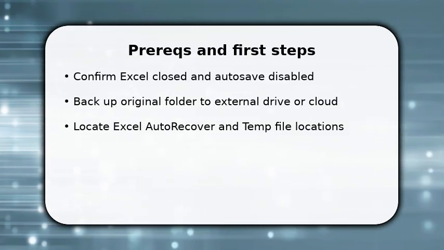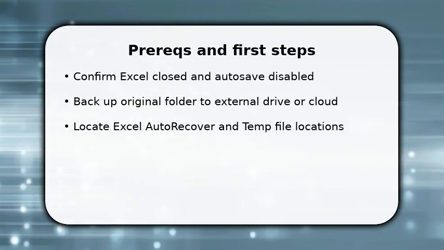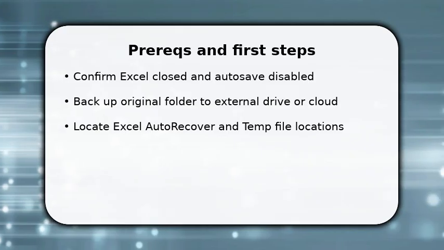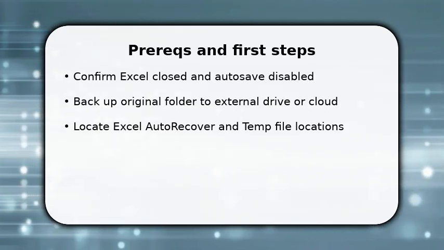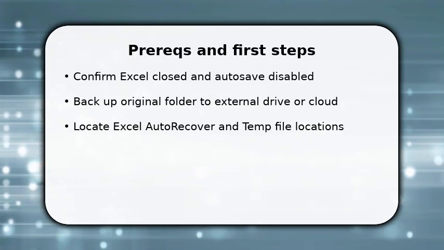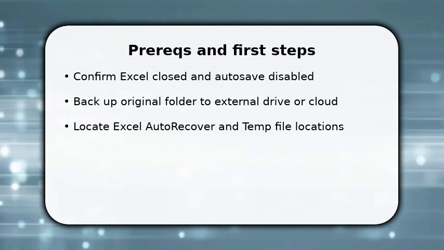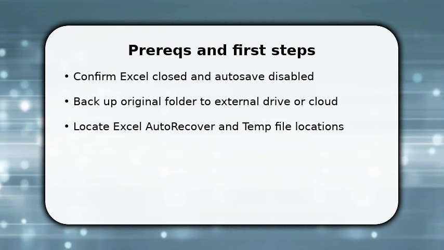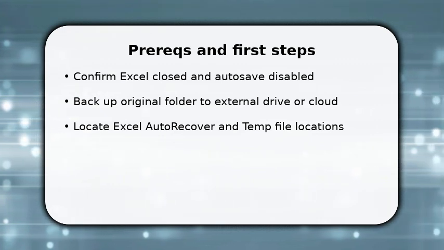Then open File Explorer and navigate to the Auto Recover path and the System Temp folder. These are where Excel keeps recovery versions and TMP files. Once done, make sure you can see hidden files and file extensions so you can identify exact recovery file names before deletion.